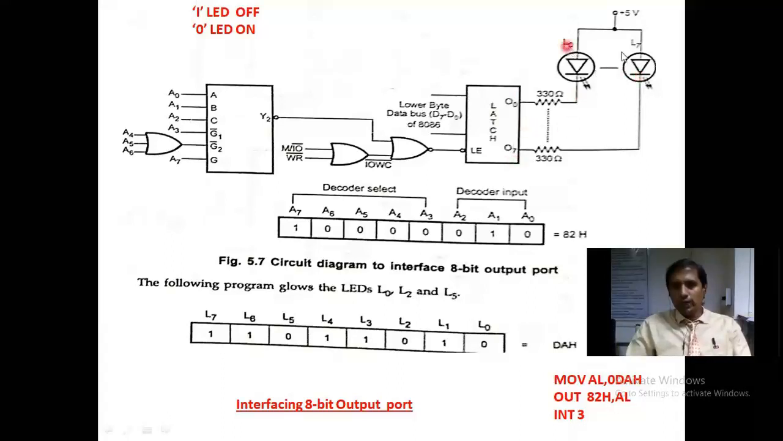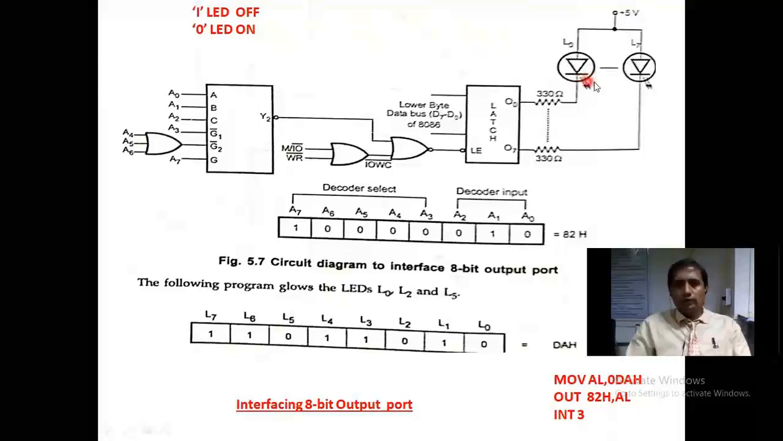How many LEDs are present? L0 to L7, a total of 8 LEDs. Each LED is connected to a resistance and a voltage source: a voltage of 5 volts and a resistance of 330 ohm. These two are used to limit the current in the LED. With the help of voltage and resistance, we can identify the maximum allowable current in the LED. Based on the information coming from the processor, the corresponding LEDs will glow.